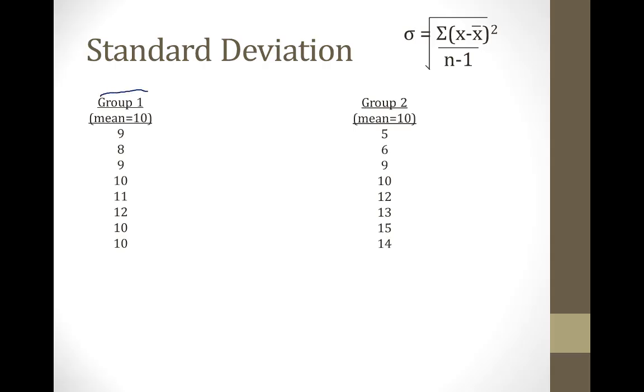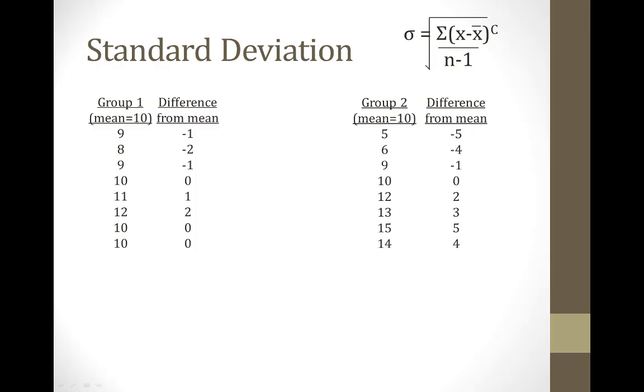So we've got group 1 over here represented by these numbers right here, and the mean of all those numbers is 10. And then we've got group 2 over here represented by these numbers. So the first thing that we're going to do is determine the difference from the mean of 10 for each number. So 9, for example, is -1 from that mean, and 12, for example, is +2 away from that mean. And we're going to do the same thing over here for group 2. And so we get a collection of numbers that represent the difference of each data point from the mean.